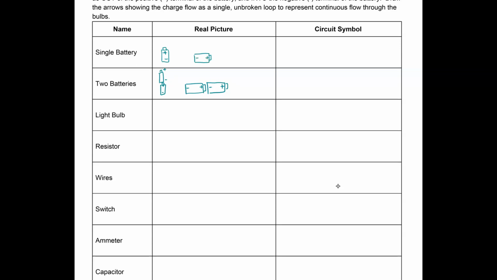The circuit symbol would be a long line for the positive terminal and a short line for the negative terminal. So positive and negative. On its side, it would be positive and negative. You want the positive line to be longer than the negative line. So for two batteries, we would have a long line for positive, then a short line for negative, a positive line, and a negative line. So positive, negative, positive, negative.